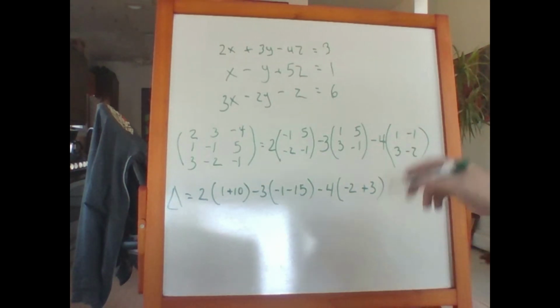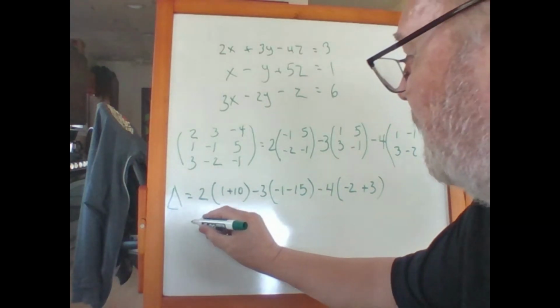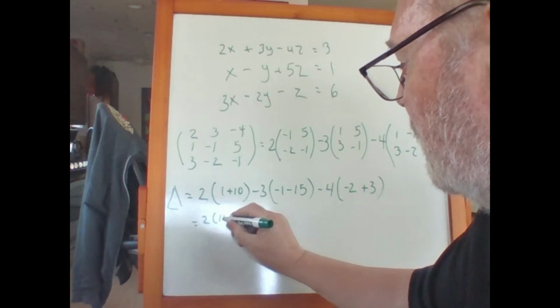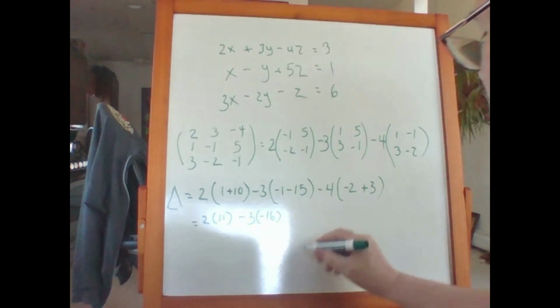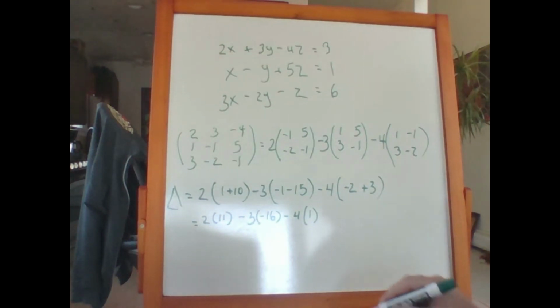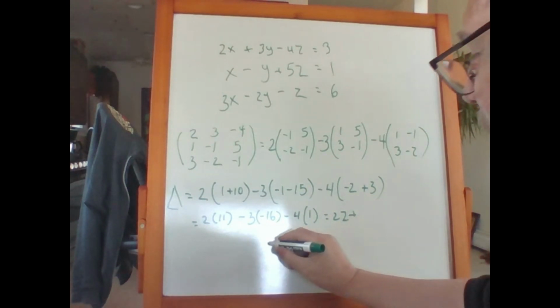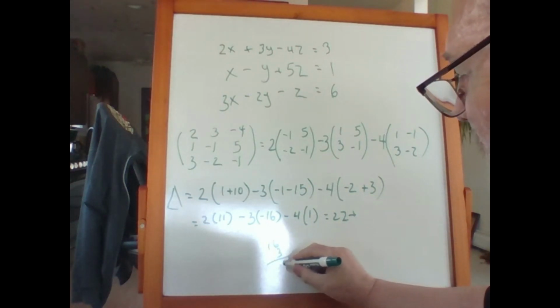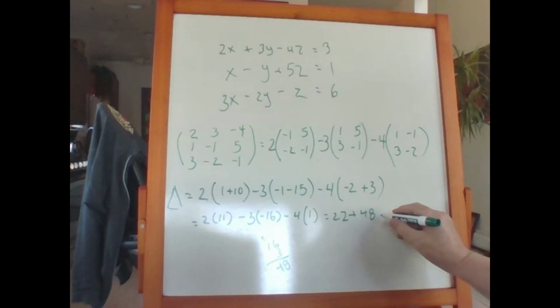Plus, we have a minus out there, so that's why, it's like budgeting. We got to really track our signs. This is where it's really important to track our signs. So here, we got 2 times 11 minus 3 times negative 16. Minus 4 times 1. And that's equal to 22 plus, I think that's 48. 48 plus 48. And that's minus 4.